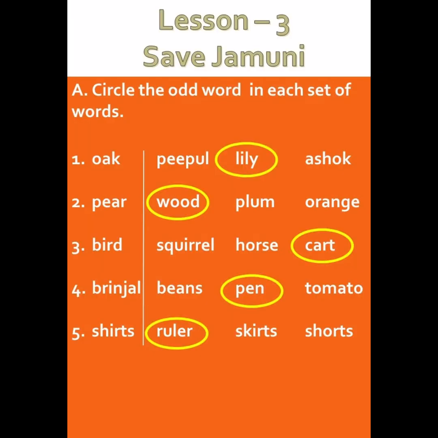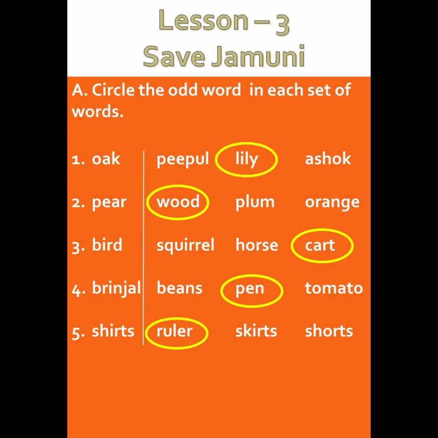Yes, children, now move to page number 11 of your workbook. Lesson 3, Save Jamuni. Exercise A and B is part of our syllabus. Play with words. Part A, circle the odd word in each set of words.